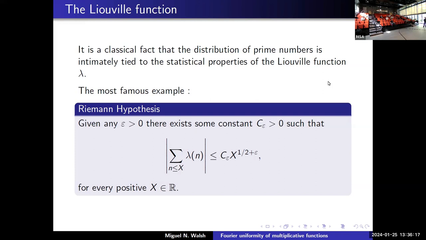And one last thing you may notice is that this is exactly the kind of value we would expect to have if we were dealing with a function that took its two values, one and minus one, each with probability one half. If you just toss a coin to decide whether the value is one or minus one, you should expect to get a value like this. So, the Riemann hypothesis predicts that the Liouville function in this sense becomes like a random function, and this random behavior will be a topic throughout the talk.